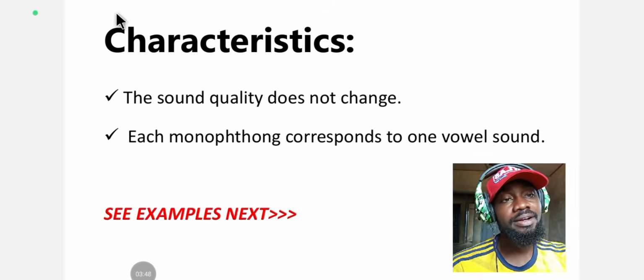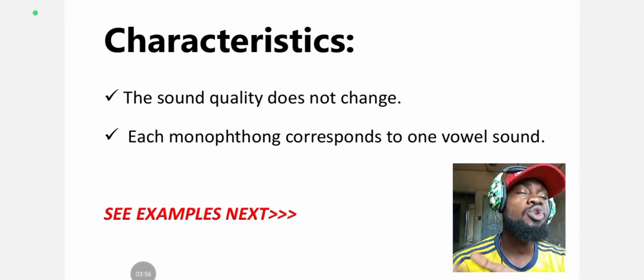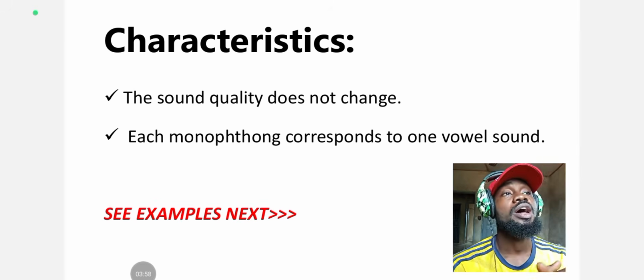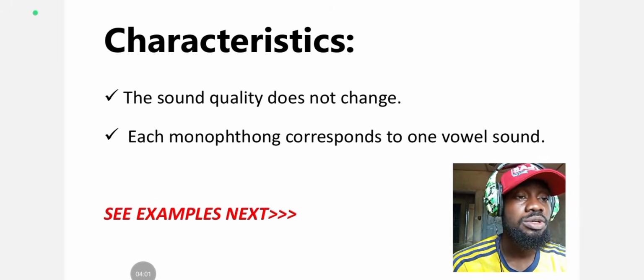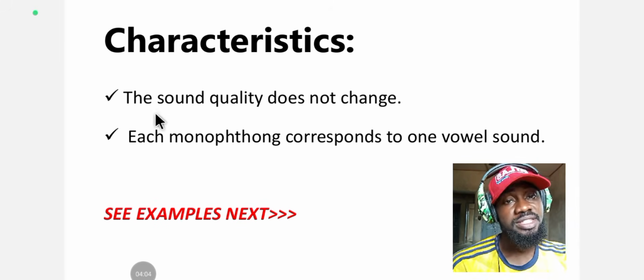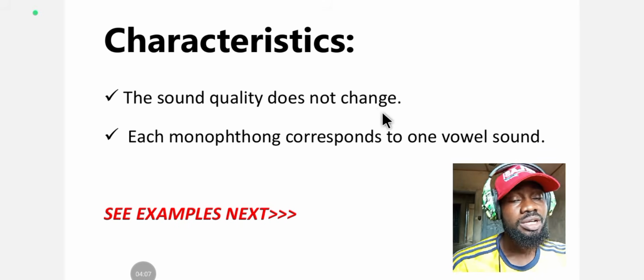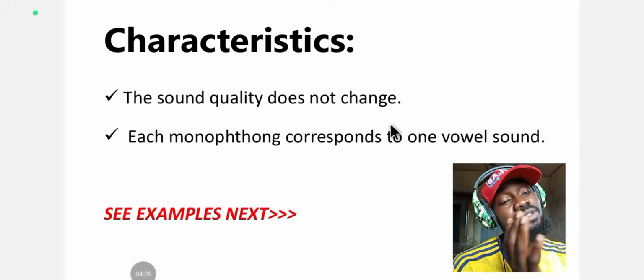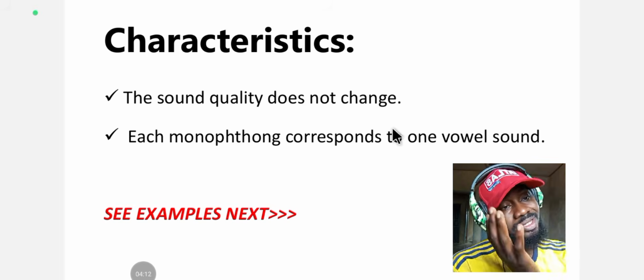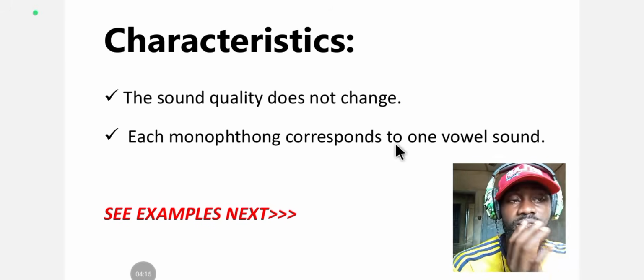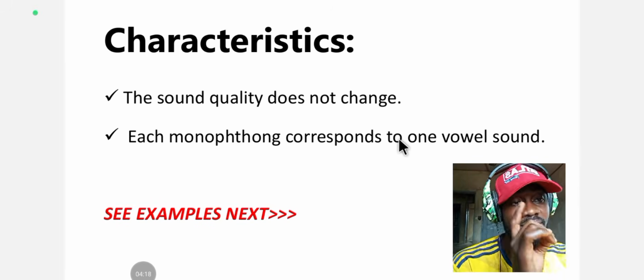What are the characteristics of monophthongs? When you see monophthongs, how do you know these are monophthongs? What tells you that they are monophthongs? Okay, let's find that out. The first is that the sound quality does not change. The sound quality remains the same. That's why we said one voice, one sound. Your lip, your tongue, your mouth remain in the same position.